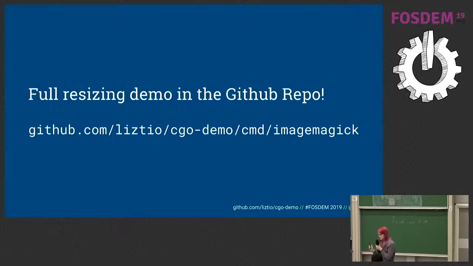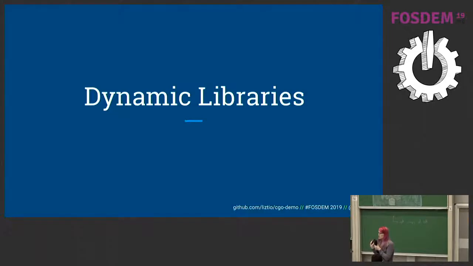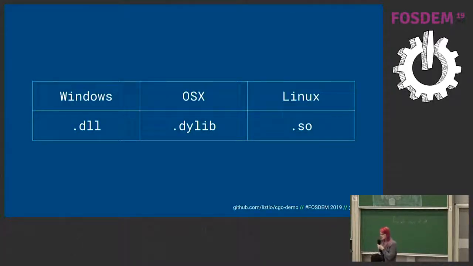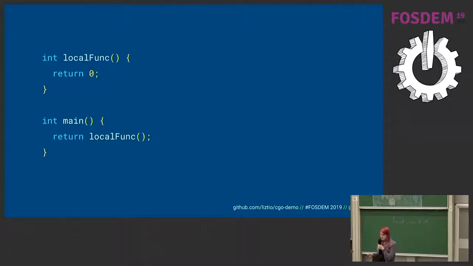Now we're going to talk about something even more fun, dynamic libraries. Who has heard somebody say Go binaries are static? Who knows what that means? This is a specific crowd, I think. So dynamic libraries have different extensions on different operating systems, but basically they're a bunch of code that is available for other programs to use, and there are specific ways that you can use them, and you have to assume that they'll be available at runtime. Some people think they are a mistake.